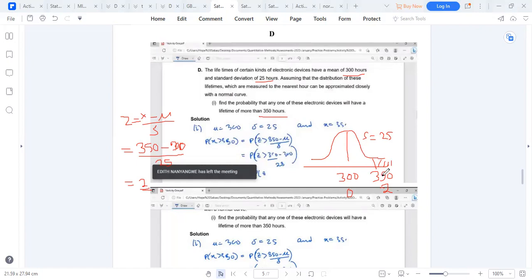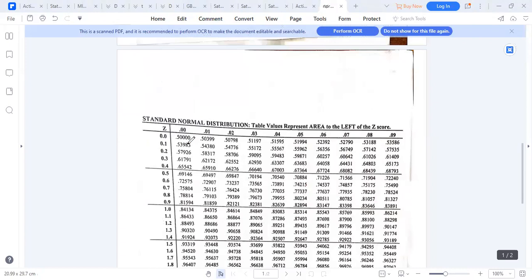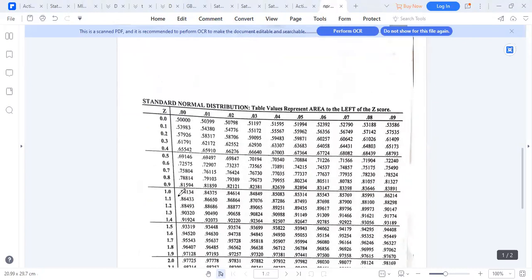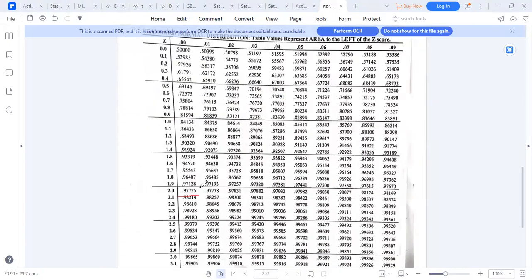Okay, so 350 minus 300 divided by 25, we get a 2. So we read this 2 from inside the table. The table will always give you the reading from the start, from here to there. So what is the reading for 2.0? It is 0.97725. Are we together?